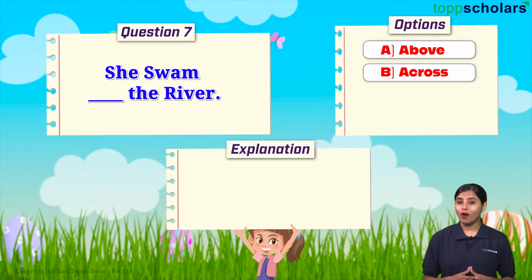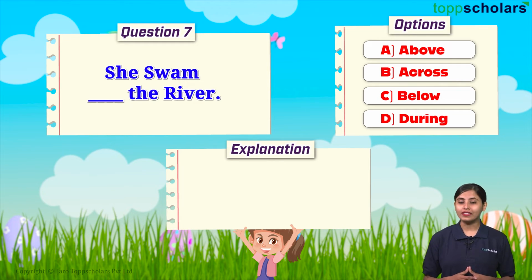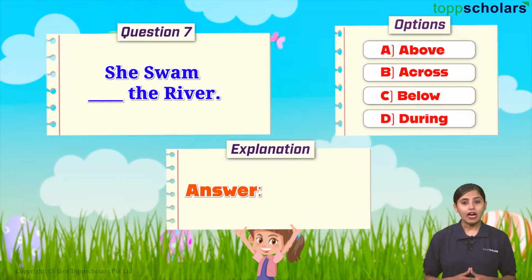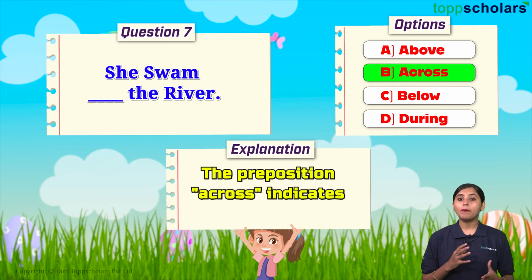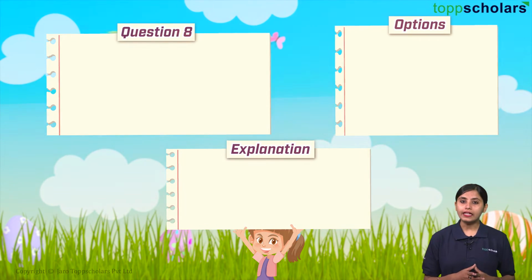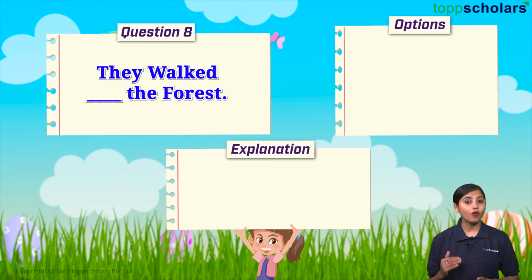Above, across, below, during. Answer: across. The preposition across indicates swimming in a river from one side to the other. Eighth, they walk dash the forest.